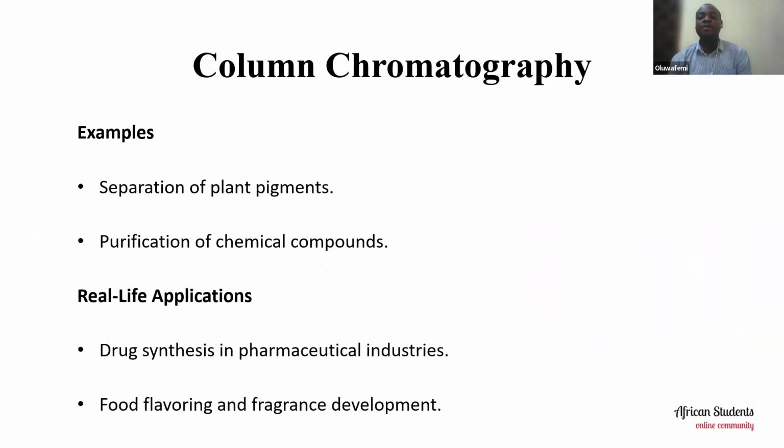Okay, so examples of column chromatography are the separation of plant pigments, chlorophyll, and so on and so forth. It is used in purification of chemical compounds. And real life applications include drug synthesis in pharmaceutical industries, and then food flavoring and fragrance development. So these are some examples of column chromatography.